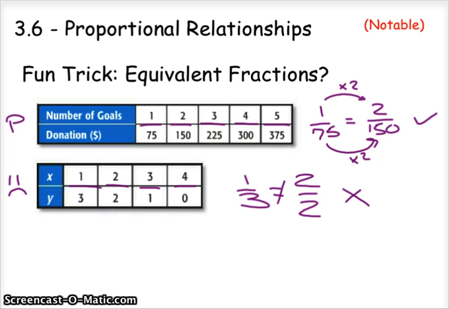So that's just a little trick if you're looking at tables, which is probably one of the harder ones to look at to determine whether or not a relationship is proportional.